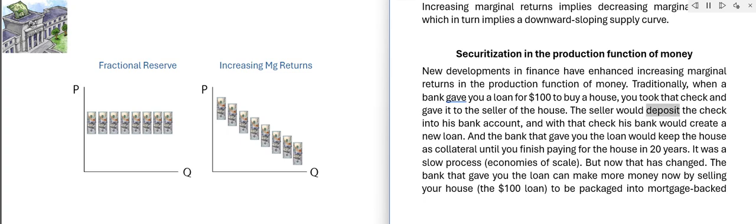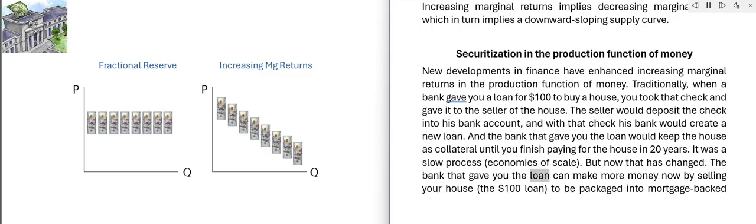The seller would deposit the check into his bank account, and with that check his bank would create a new loan. And the bank that gave you the loan would keep the house as collateral until you finish paying for the house in 20 years. It was a slow process, without economies of scale. But now that has changed.